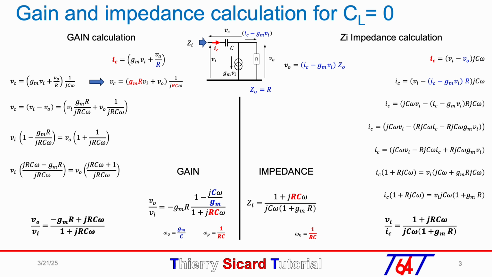It is interesting to see the impedance and the gain value as the angular frequency approaches 0 or infinity. When omega approaches 0, we obtain the DC gain minus GmR, and the impedance is capacitive. When omega approaches infinity, the gain is equal to 1, and the impedance is resistive and equal to 1 over Gm.